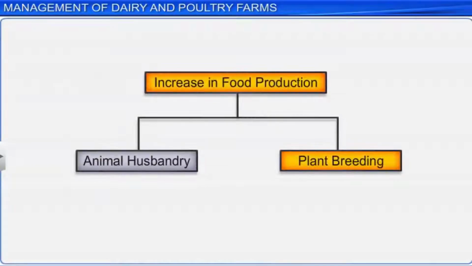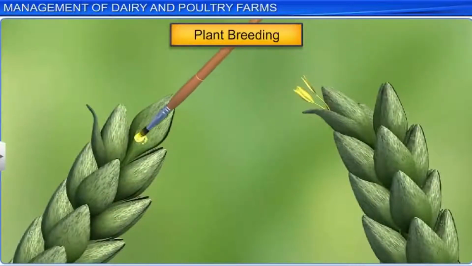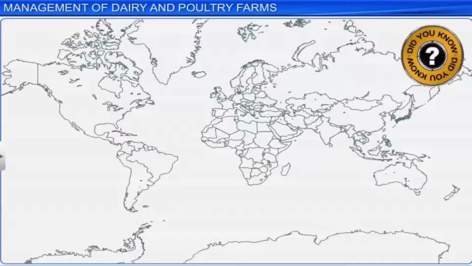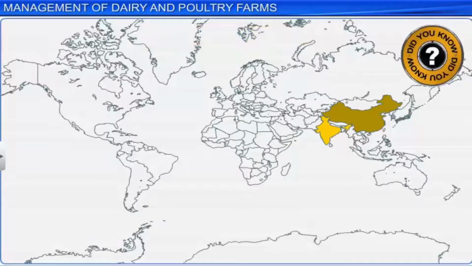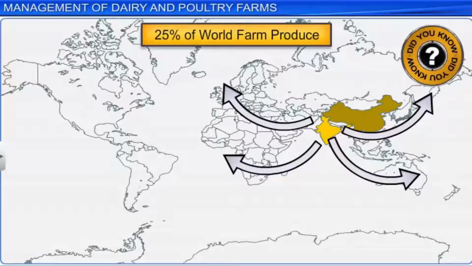Plant breeding refers to the manipulation of plant species to create desired plant types that are better suited to cultivation, giving better yields, and that are disease resistant. Did you know that India and China together contribute more than 70% to the livestock population in the world? However, as the productivity is very low, their contribution to the world farm produce is a mere 25%.